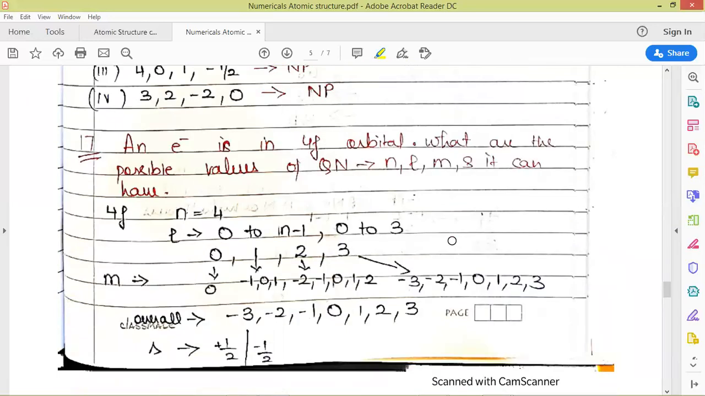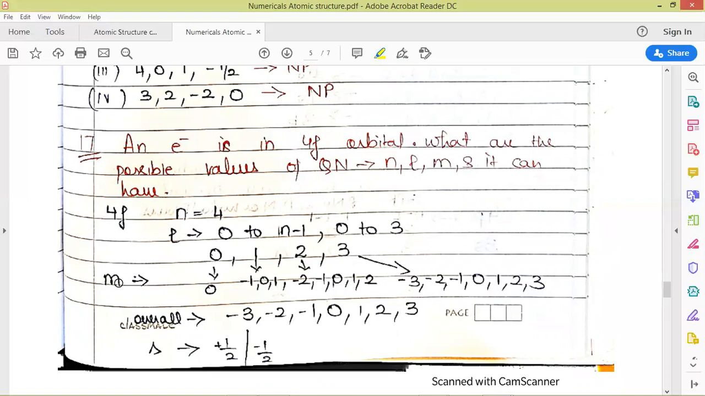Next, an electron is in a 4f orbital. What are the possible values of quantum numbers it can have? So for a 4f orbital, the value of n is 4. L can have possible values of 0 to n minus 1, that is 0 to 3. So values can be 0, 1, 2 and 3.